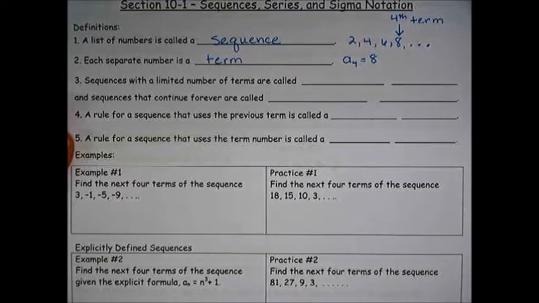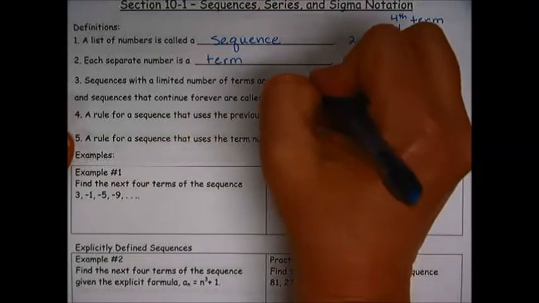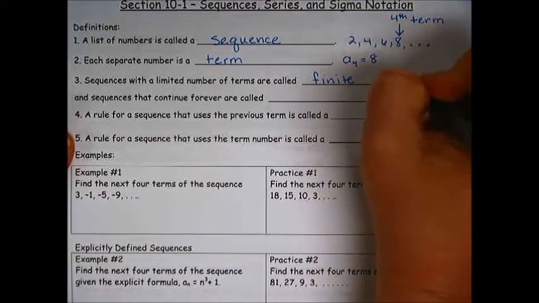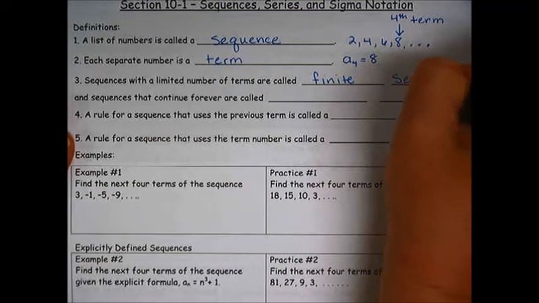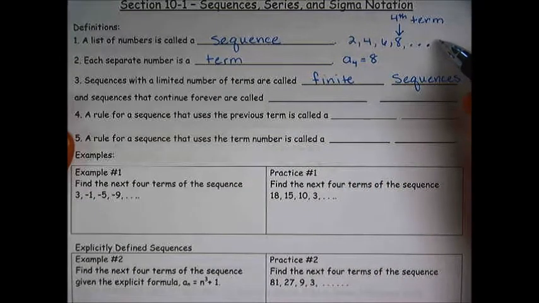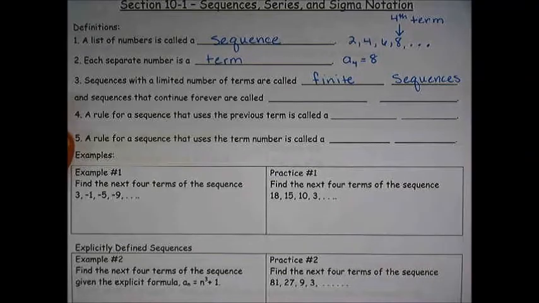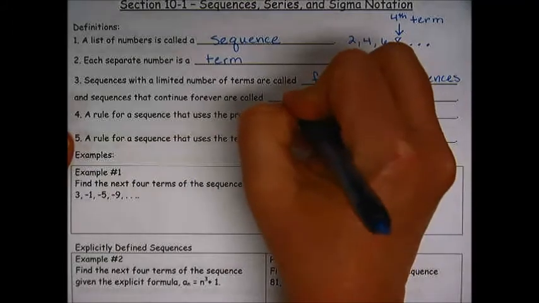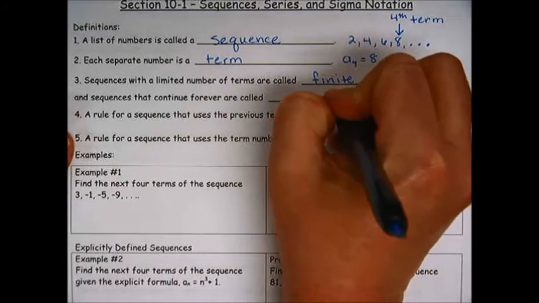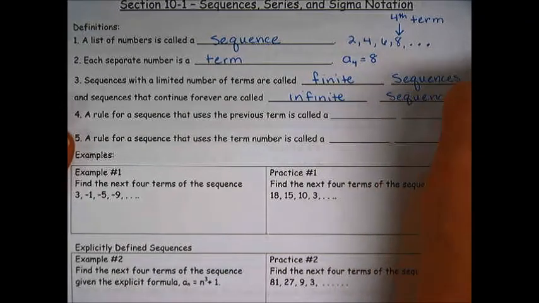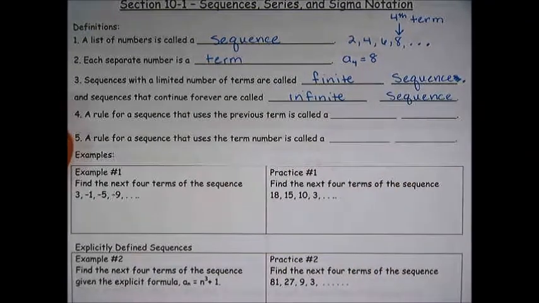Sequences with a limited number of terms are called finite sequences. So if the sequence I had above ended at, let's say, 20, that would be a finite sequence. If it goes on forever and you just keep adding and adding, that's an infinite sequence.